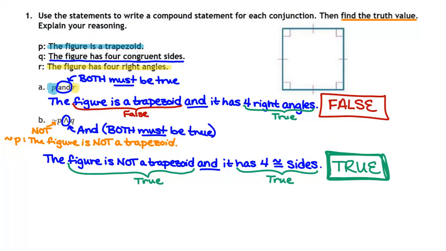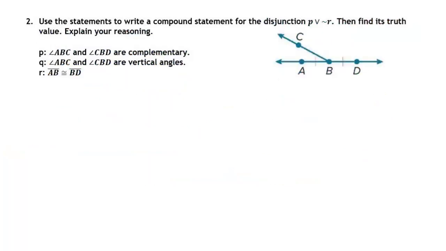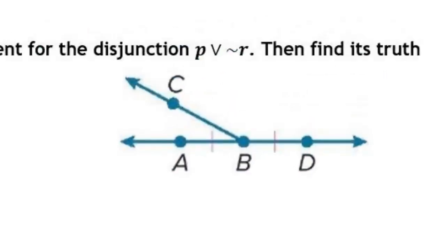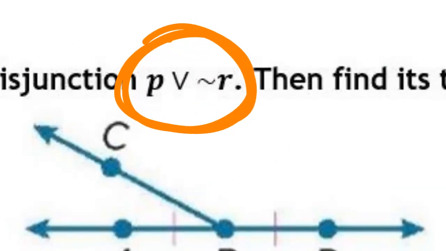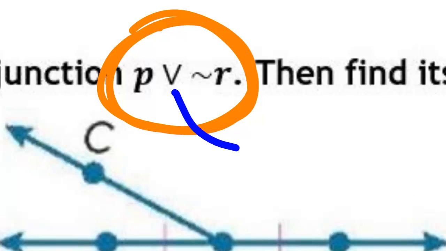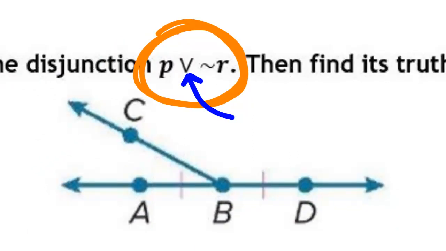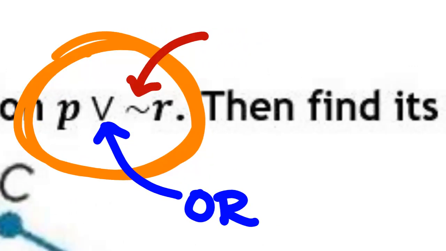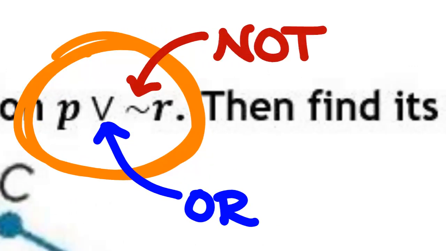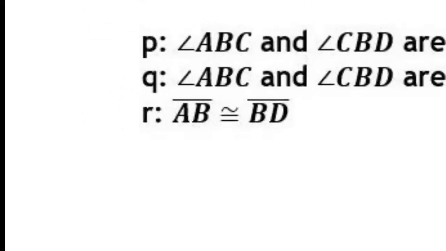Let's try one more like this. Let's look at number 2. We want to use these statements, P, Q, and R, to write a compound statement for the disjunction. And then they show it to me like this. What does this symbol right here mean? That capital letter V. That means or. And what does the squiggle in front of the R mean? It means not. So let's go look at statement R. Here's statement R.